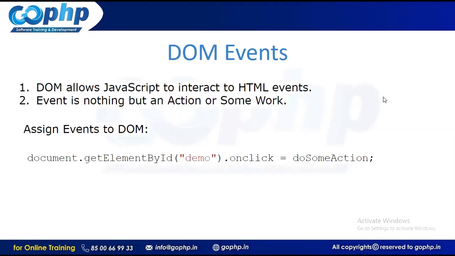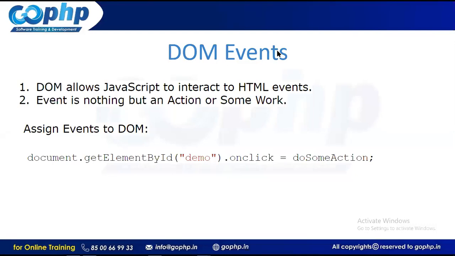An event will always perform some action when we are interacting with HTML elements. Interacting in the sense that I want to click the button and do some action, or I want to hover on an element and do some action. So these all come under interaction. DOM allows JavaScript to interact with HTML elements by using events. We already saw some events: onclick, ondblclick, onchange, onfocus, onblur. We saw such events in the earlier session, right?